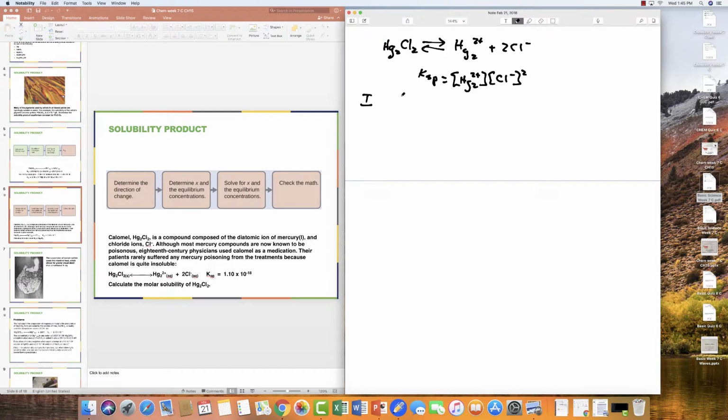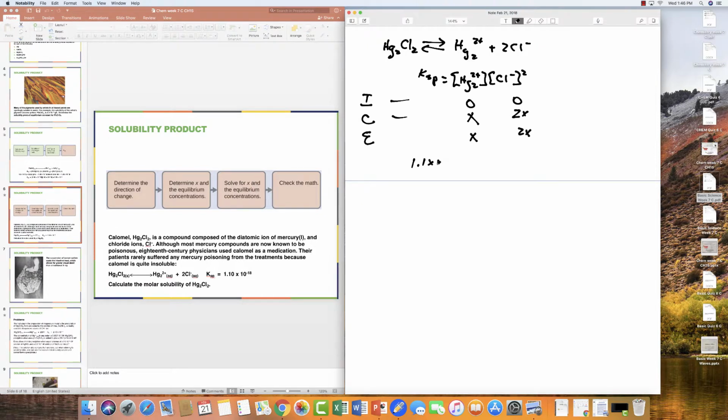Now, if we start with I, initially we have some concentration of this and none of this and none of this. Now there's no concentration here, so you don't have to worry about that. The change is going to be x here and then 2x here. And again, we don't have to worry about that. And in equilibrium, it's x and 2x.